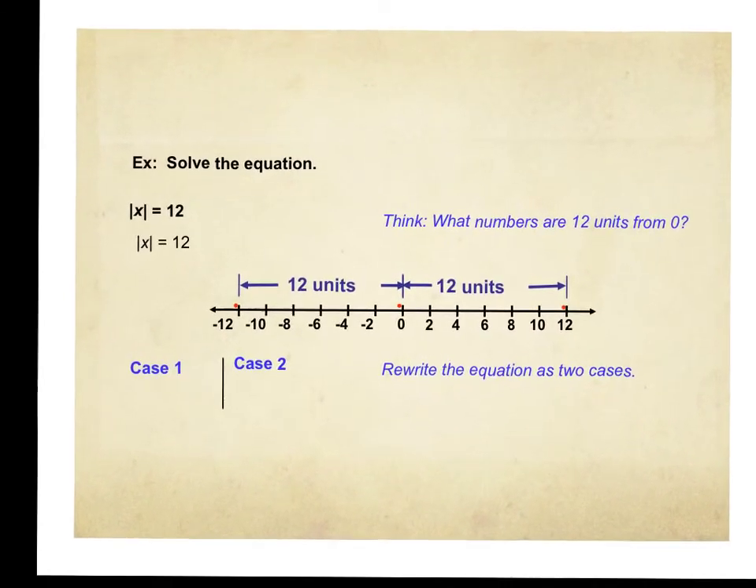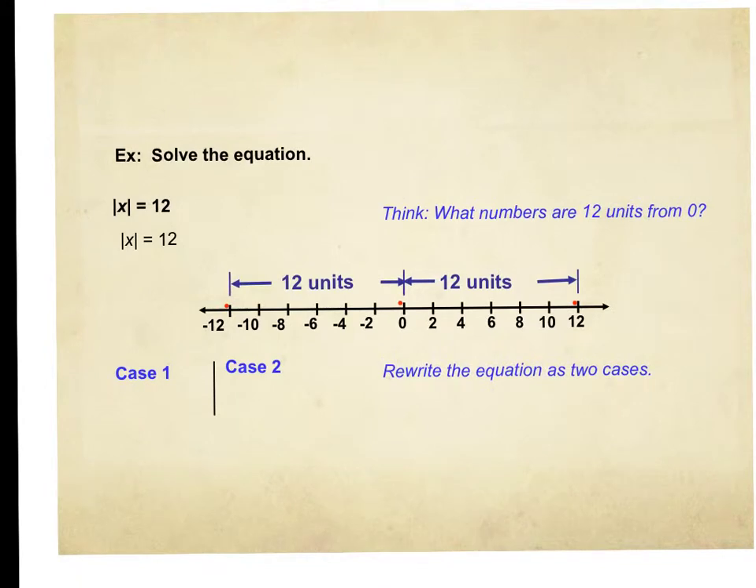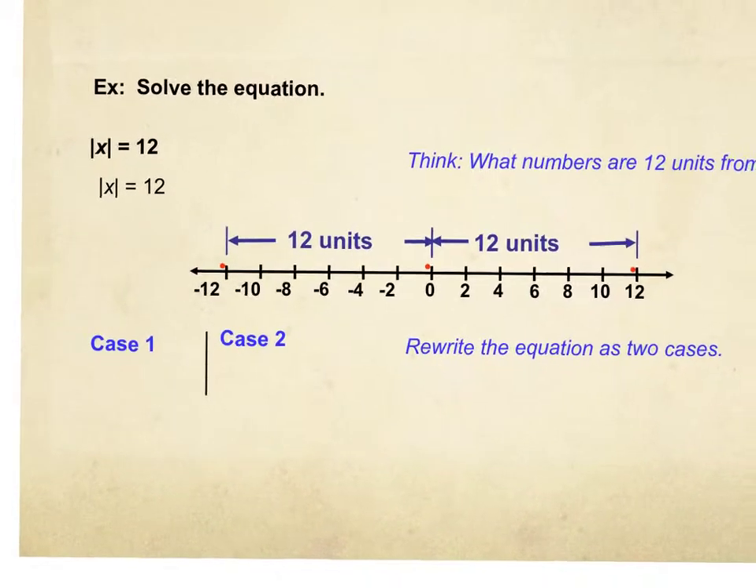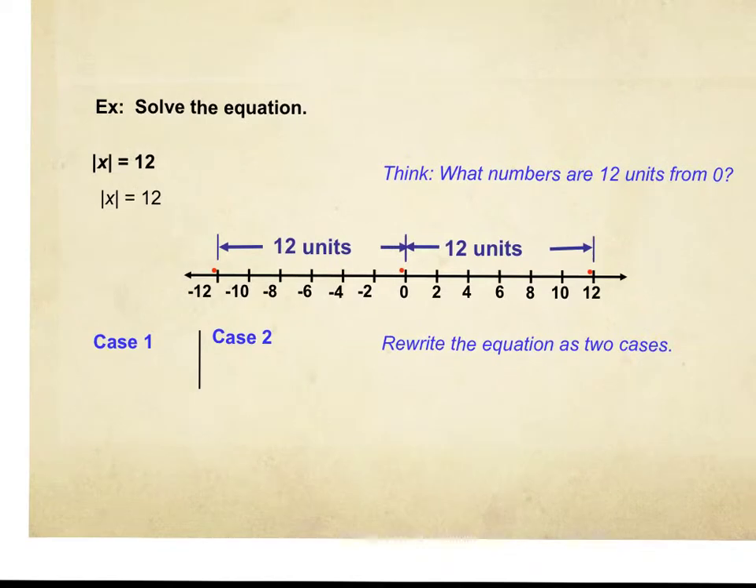Now let's go ahead and look at an example. We're going to be solving the equation, absolute value of x equals 12. But we're going to be solving this equation for x. So what values, and this is what you have to kind of think of. Remember, all the steps are in blue to your right-hand side. Think about what numbers are 12 units from 0.